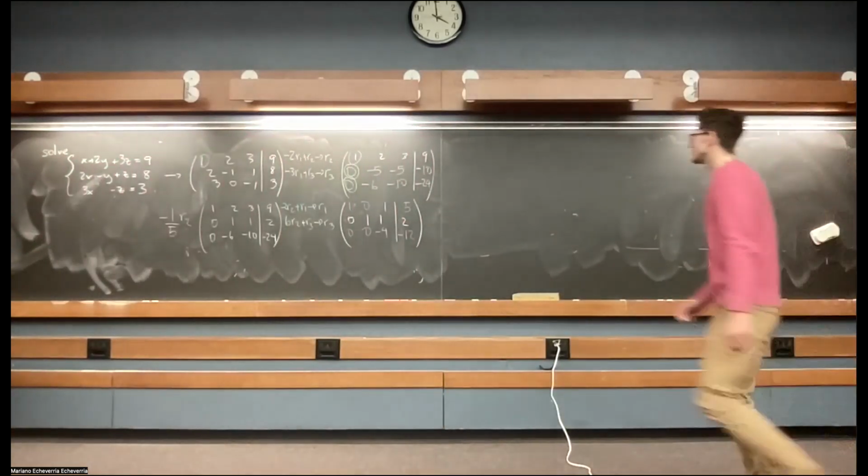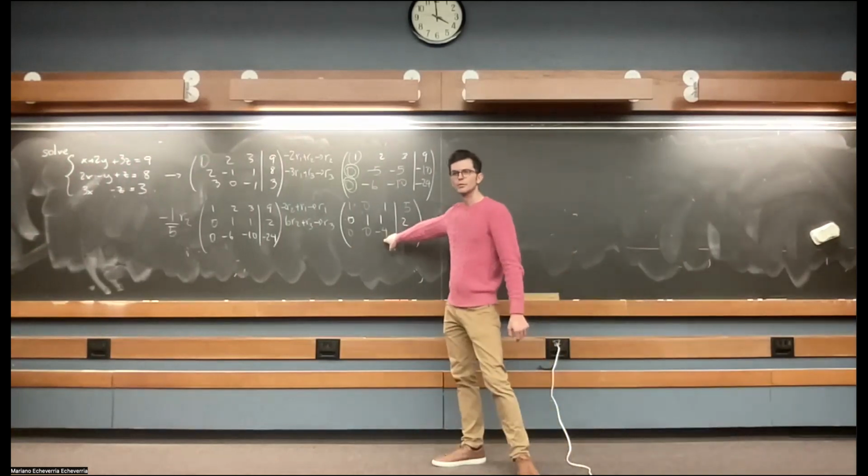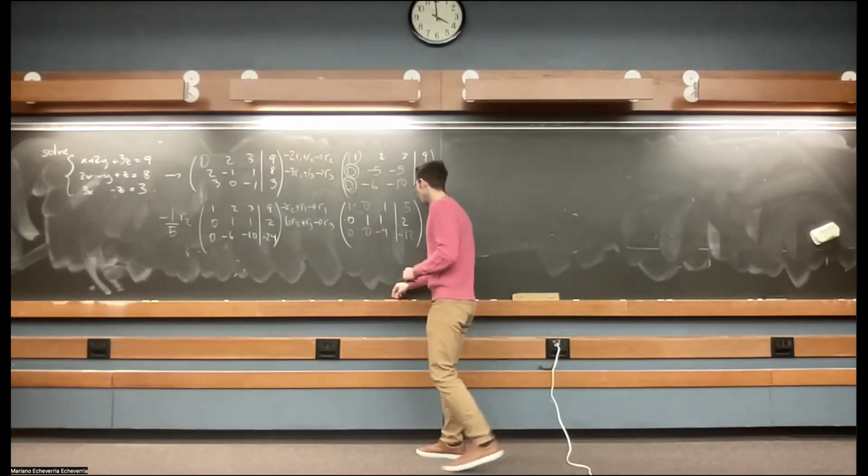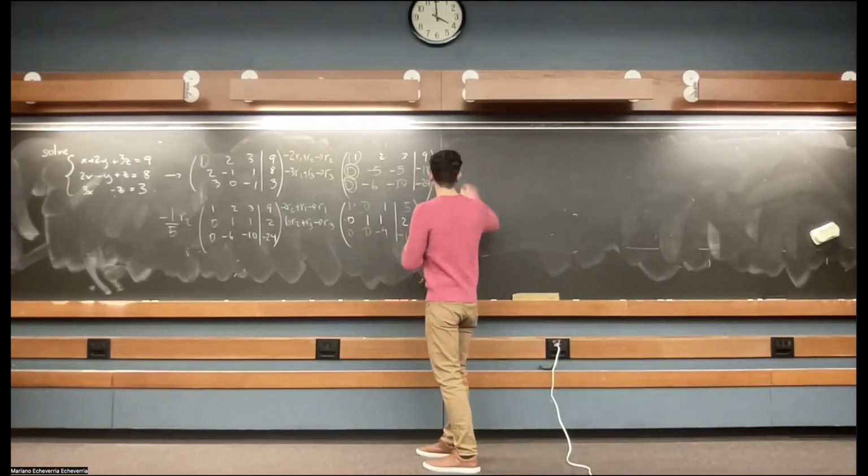And we're almost there, right? So now I just want to make a 1 here, and once I have my 1 there, I'll make the remaining entries on the third column zeros. So how do I make a 1 there? I could do third row divided by -4.